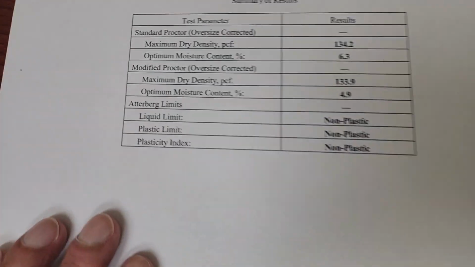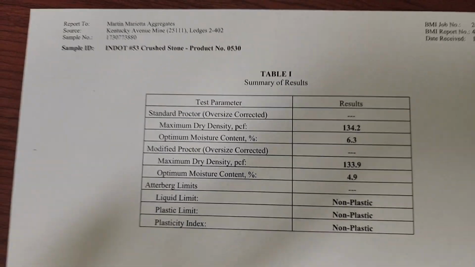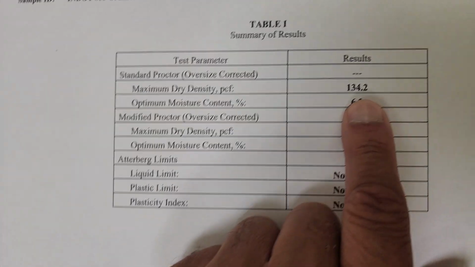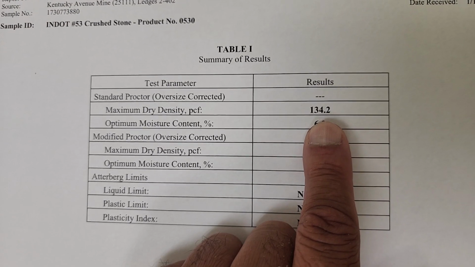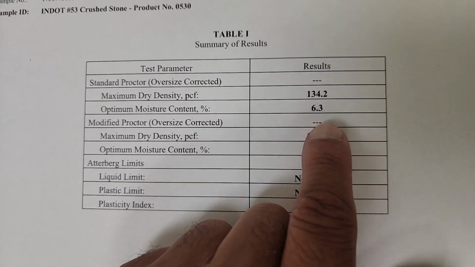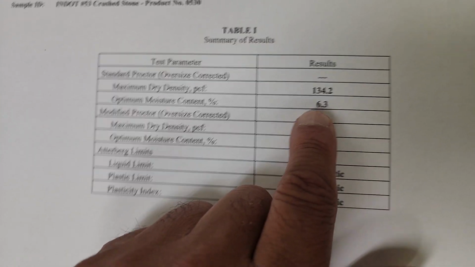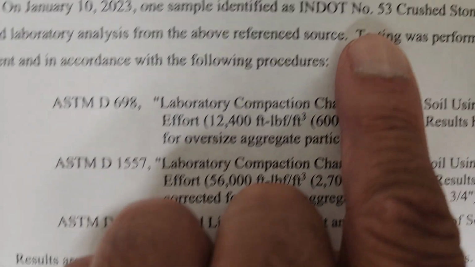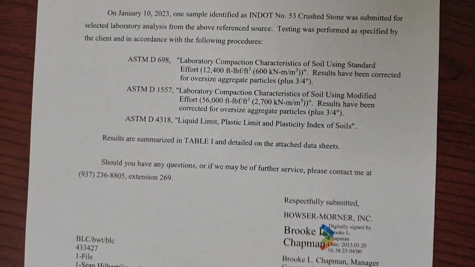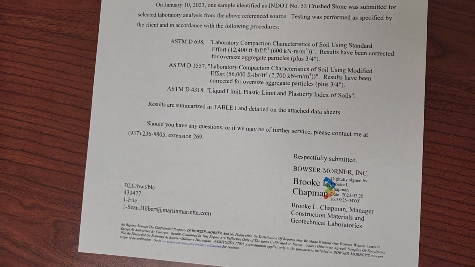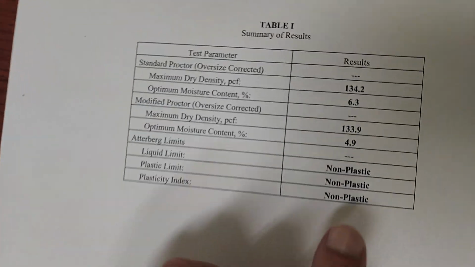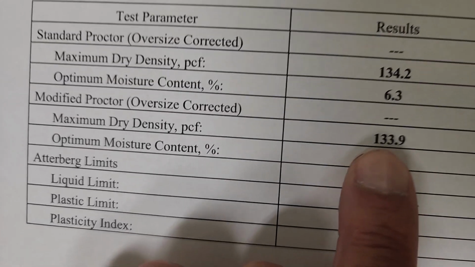Now, after everything has been taken in the lab, here's what you come up with. Your results. For your standard Proctor, your maximum dry density is 134.2 pounds per cubic foot, and your optimum moisture is 6.3. That means this is the highest moisture you can obtain with this sample. Now, what is the sample? Well, going back to your lab report, the sample is NDOT number 53 crushed stone. Well, in PennDOT, we call it aggregate. It is aggregate. That's all the stone is.